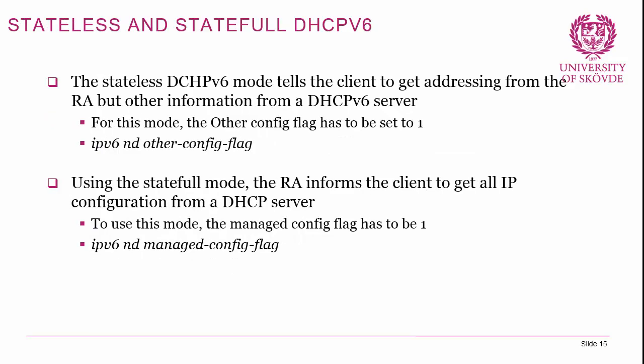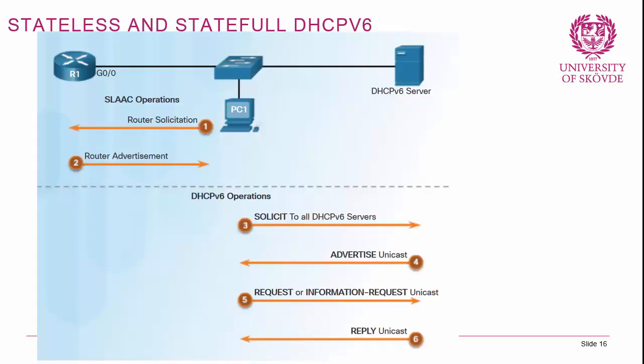So if you want to do stateless or stateful, the stateless DHCPv6 mode tells the clients, as we said, to get addressing from the router advertisement, but other information from the DHCP version 6 server. For this mode, you set the other config flag to 1, and you do that by going ipv6 nd other-config-flag. And if you want to do stateful mode, where the router advertisement informs the clients to get all the IP configuration from the DHCP server, then you set the managed config flag to 1, and you do that by ipv6 nd managed-config-flag.